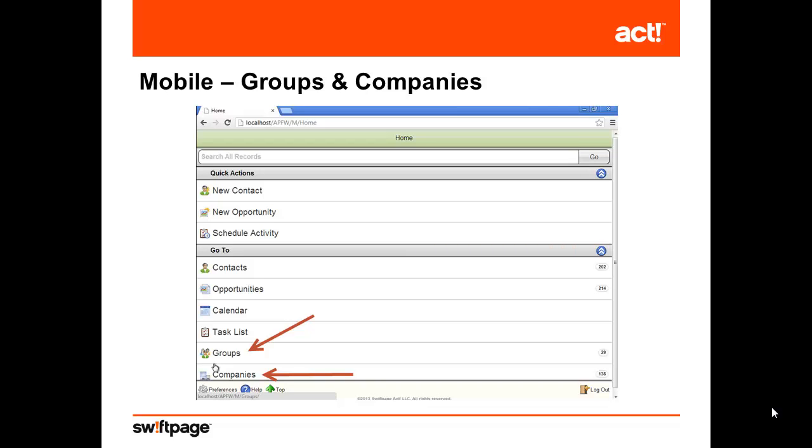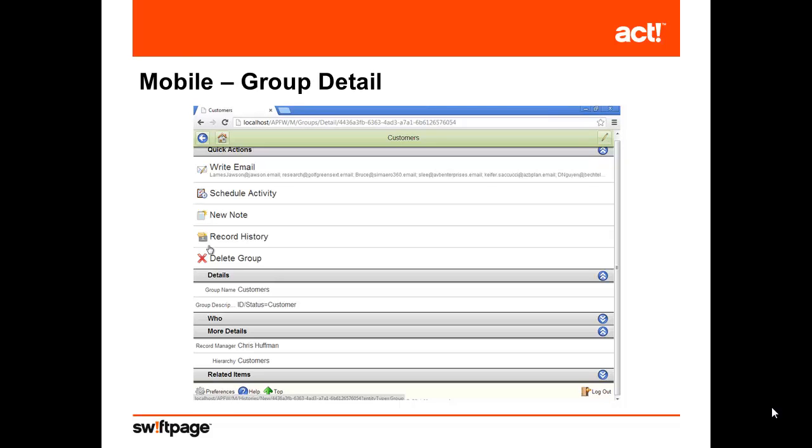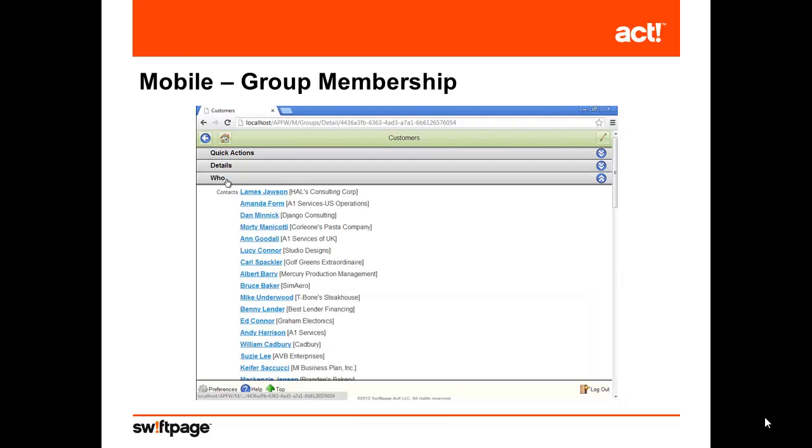Mobile groups and companies extend Act Premium Mobile that was released in version 2012. Act Premium Mobile is the best way to get live access to your Act database, including access to opportunities, and now in Act 16, you can also work with companies and groups. Mobile groups allow you to see group details, work with group members, create your own groups with some basic criteria, and even send an email to a group.